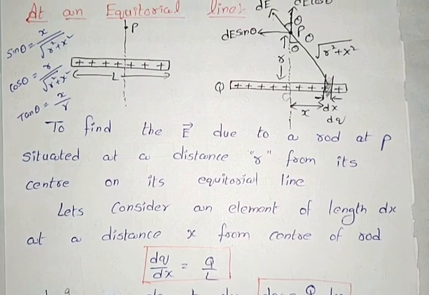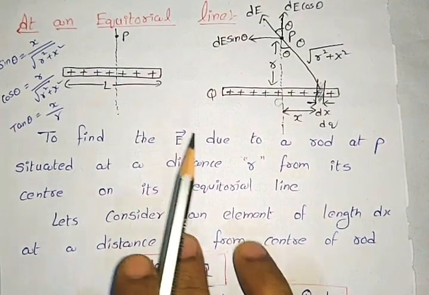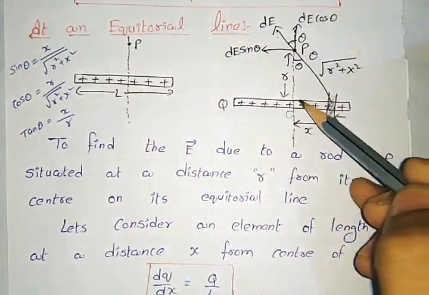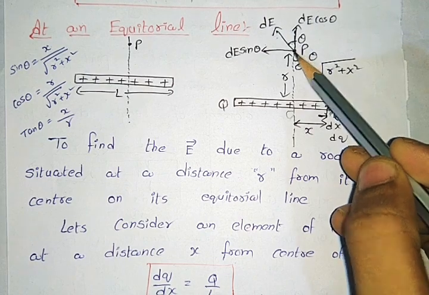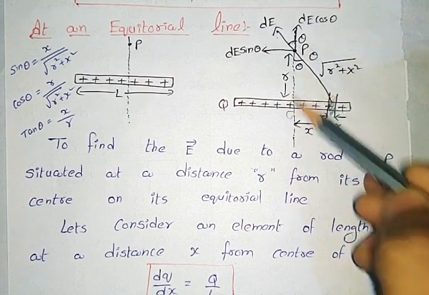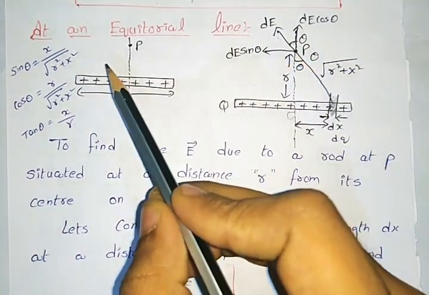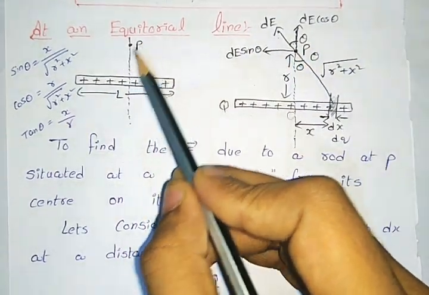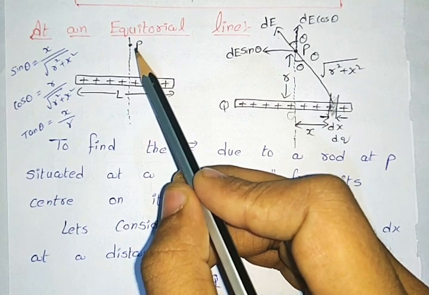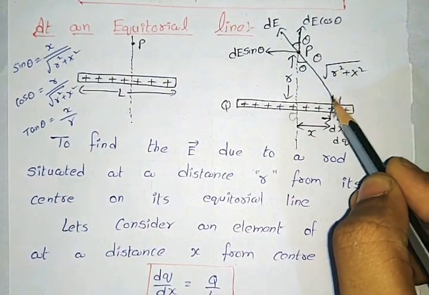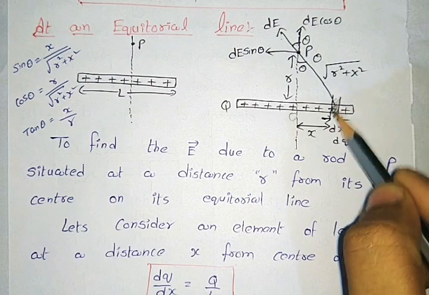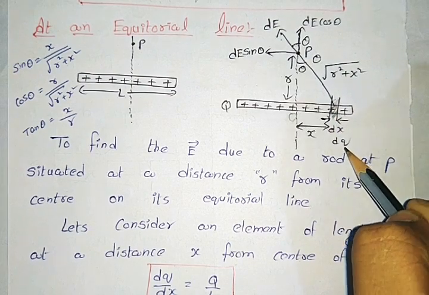Now we will see this for a point on the equatorial line, that means there is a point located on the equatorial line at a distance of r from the center. Now we need to find the electric field intensity at this particular point. Again, by the standard procedure we use for continuous charge distribution, we will take a small element of length dx here. Its charge will be dq.